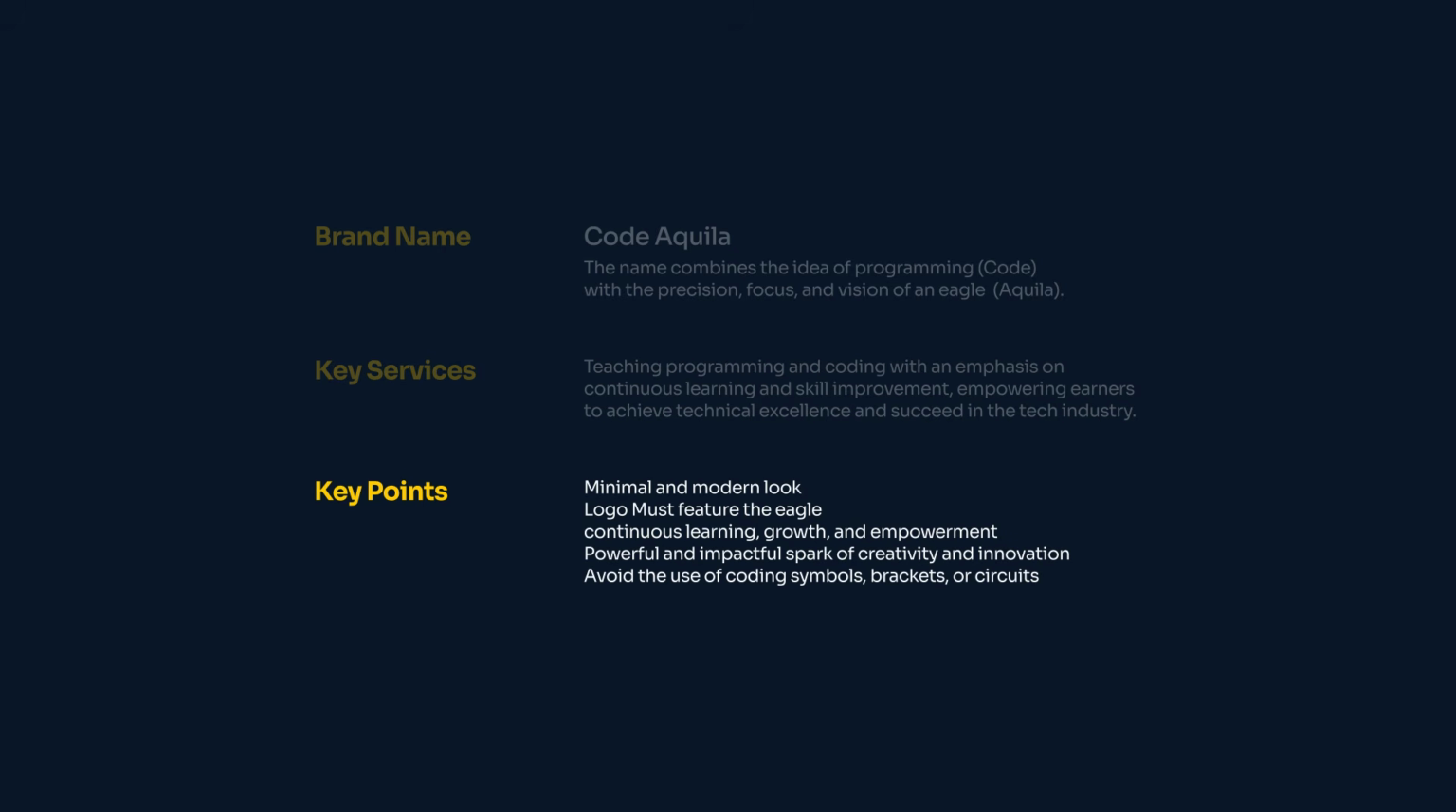Now, these are the relevant key points that will help us in the design process. First of all, the design must provide a minimal and modern look. Second, the logo must feature an eagle, as the brand name suggests, Aquila, which means eagle. The third point is their focus is on continuous learning, growth, and empowerment. Also, to have a powerful and impactful spark of creativity and innovation. Lastly, the design must avoid the use of coding symbols, brackets, or circuits.